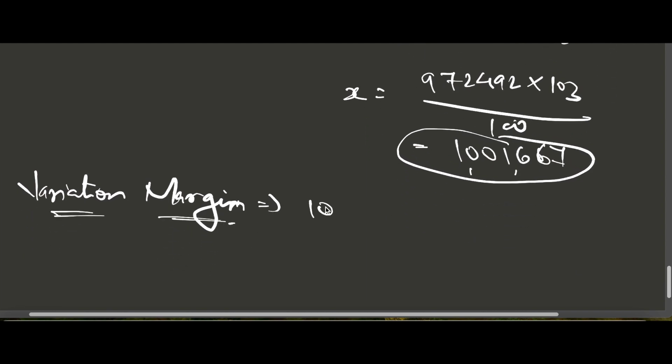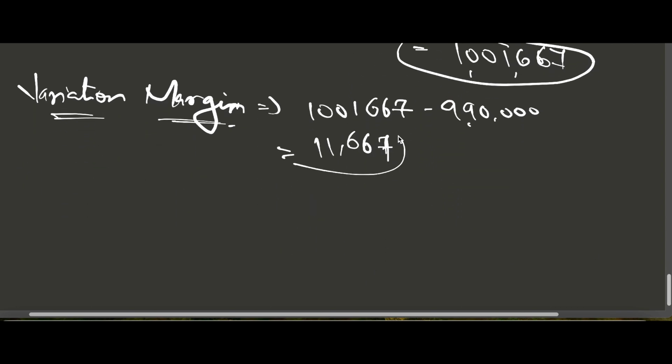So 1,001,667 minus 990,000, because right now only this much is there. So this comes to 11,667. So this much the borrower is supposed to pay more on the 30th day to the lender. Lender will ask this much of money. Only then the initial margin will come to 103%. This is called collateral management.